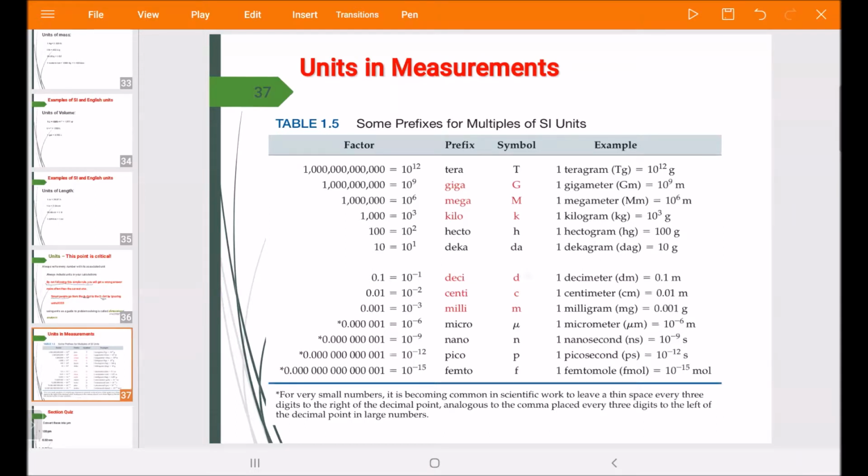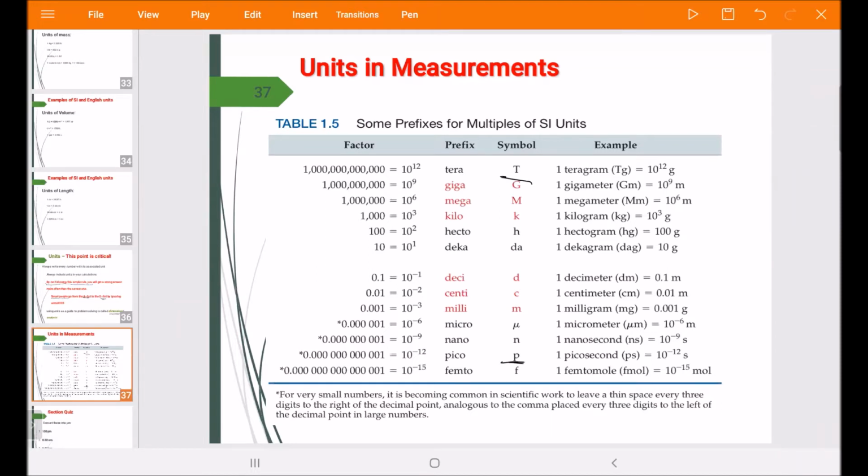And similarly, deci is 10 to the power of minus 1. Centi, 10 to the power of minus 2. Milli is 10 to the power of minus 3. Micro, 10 to the power of minus 6. Nano, 10 to the power of minus 9. Pico is 10 to the power of minus 12. And femto is 10 to the power of minus 15. So at least you have to remember from giga up to pico.